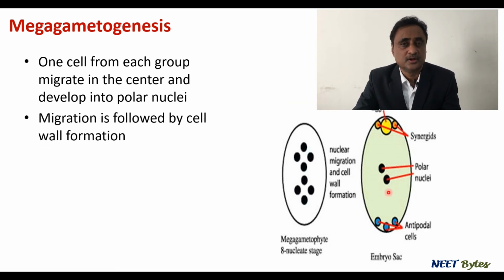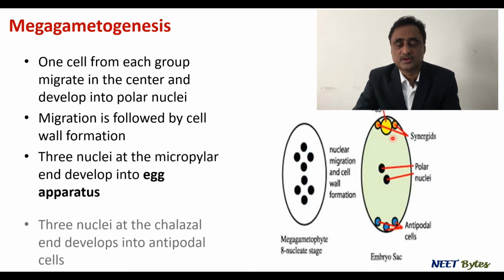Mind it. Till now, it was a nuclear division. Cell wall was not formed. But once all the migration to the respective places happens, then the cell wall formation is going to happen. As a result of cell wall formation, we see that there is an egg apparatus at the micropylar end. At the chalazal end, there are antipodal cells, and in the center, there are polar nuclei.